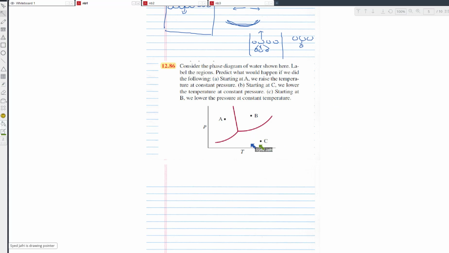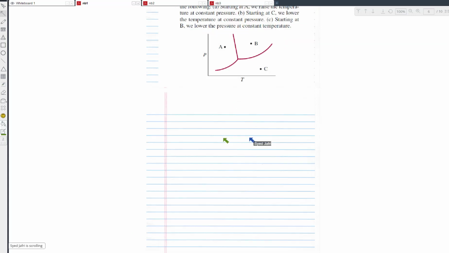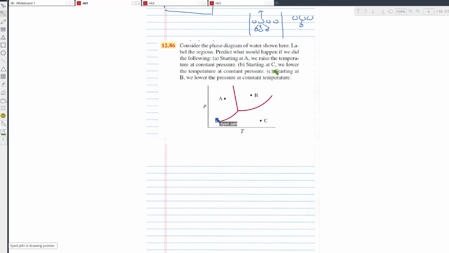Starting at C, we lower the temperature at constant pressure. So it would essentially go from liquid. What is here right now? Liquid, right? Only liquid. Now when you reach the red line here, what will be there? Solid and liquid, both of them. At the line you have two states, solid and liquid, in equilibrium.